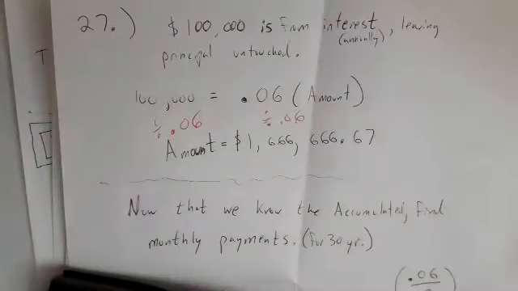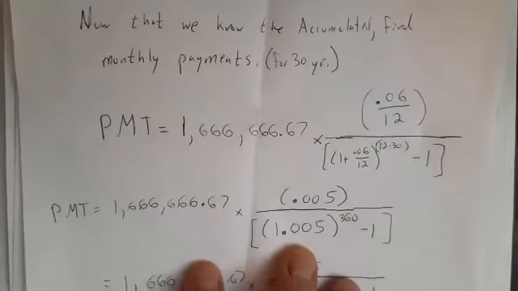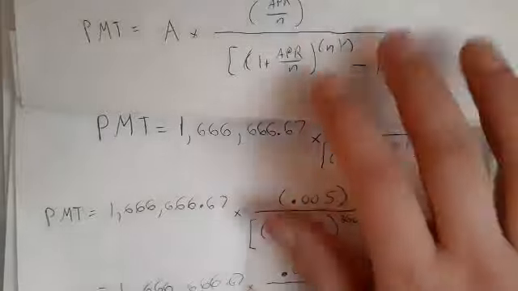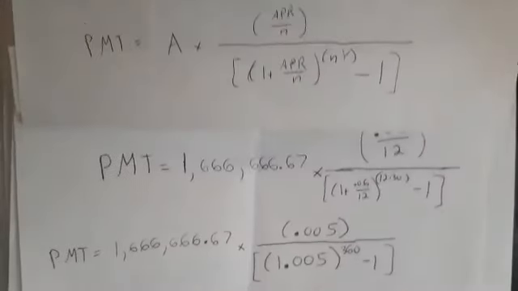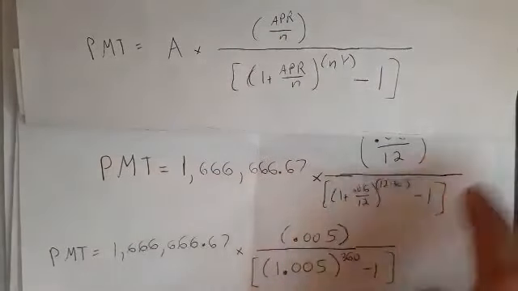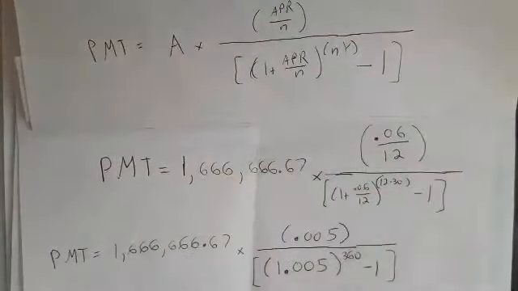And so looking back at this, now we want to find the monthly payments for 30 years. I'm plugging it into this formula. My accumulated amount is 1.7 million. My APR was the 6% that they gave me in the problem. My N was 12 months per year. I'm making payments monthly. 1 plus APR over N. What else do I need? Y was 30 years.